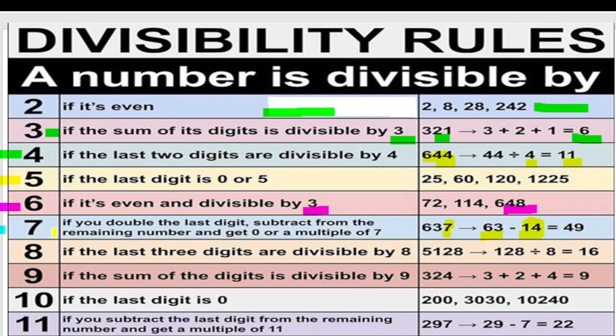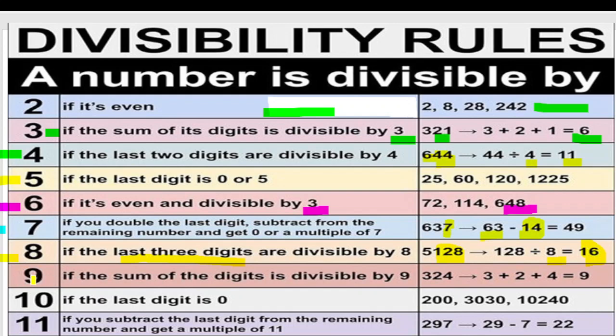A number is divisible by 8 if the last 3 digits are divisible by 8, like 5128. So the last 3 digits are 128. So 128 divided by 8 is equal to 16. So this number is easily divisible by 8.